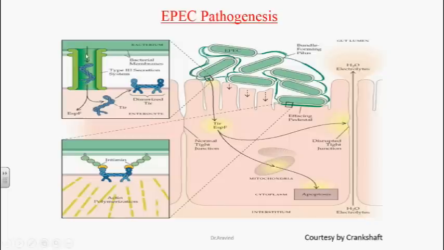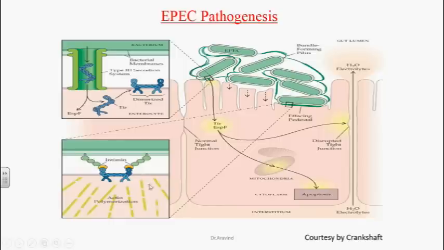So these proteins and Tir receptors are injected into the host cell, and the Tir receptors go and attach to the plasma membrane and are expressed outside the plasma membrane. Whenever the Tir receptors are expressed, intimin will go and attach to them. Whenever it attaches to the Tir receptors, there will be a conformational change in the Tir receptors, so that the actin molecules will get polymerized.